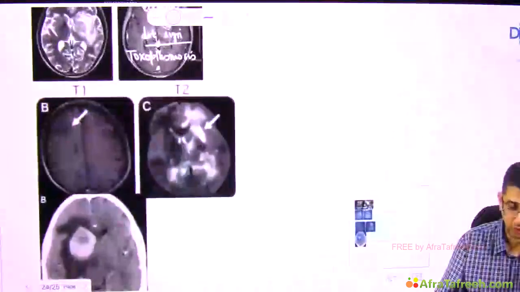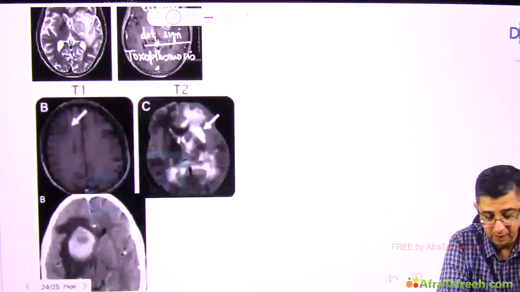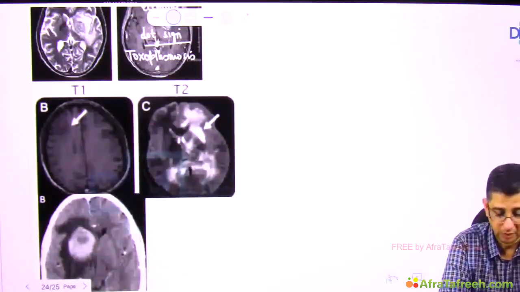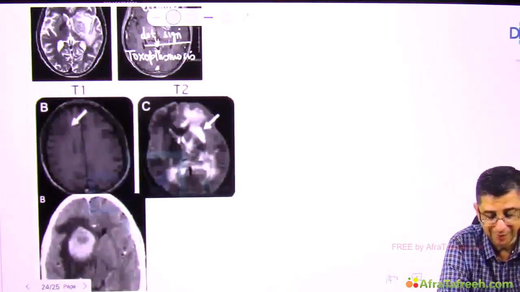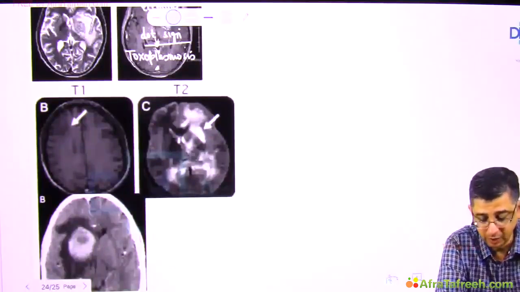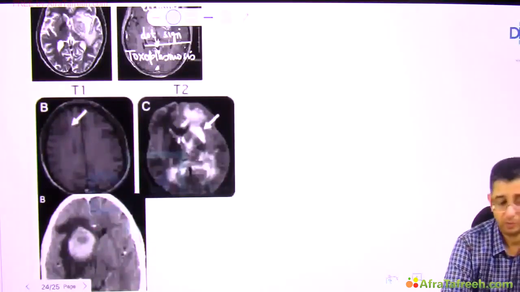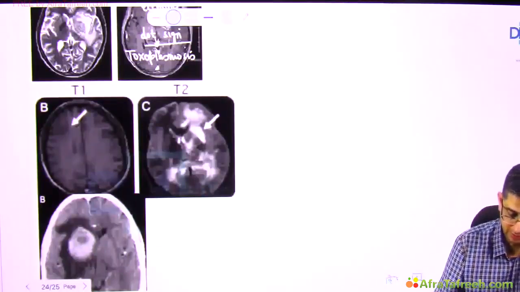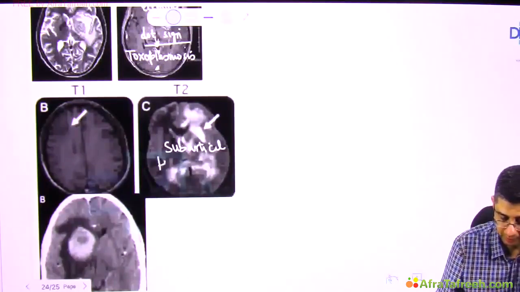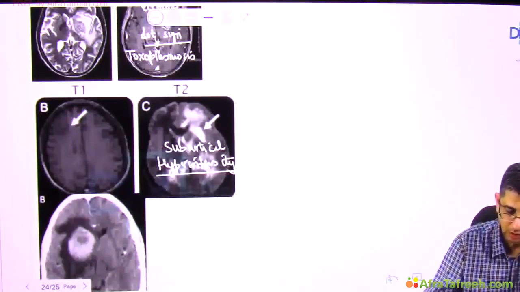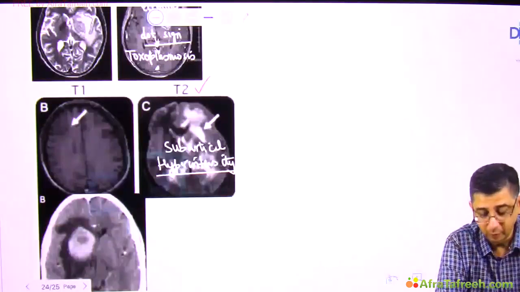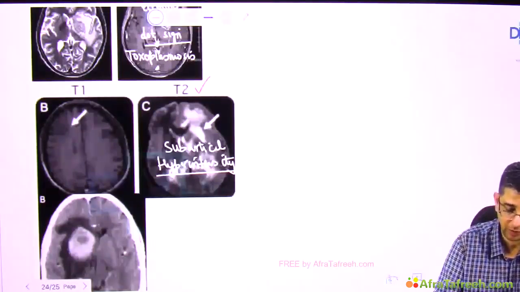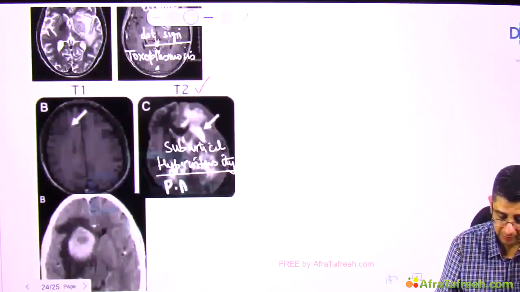In the third image, you can notice the presence of hyperintensity in the T2 image. The same hyperintensity is not present in T1, but in T2 some hyperintensity can be seen in some areas of the brain. So I'll describe this as subcortical hyperintensity. This subcortical hyperintensity is a feature that is usually seen in AIDS positive patients in T2 images with respect to the diagnosis of progressive multifocal leukoencephalopathy, which is seen with JC virus.